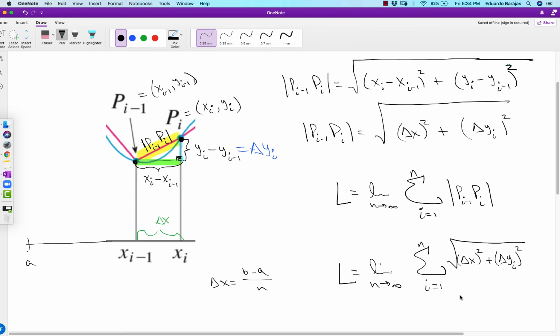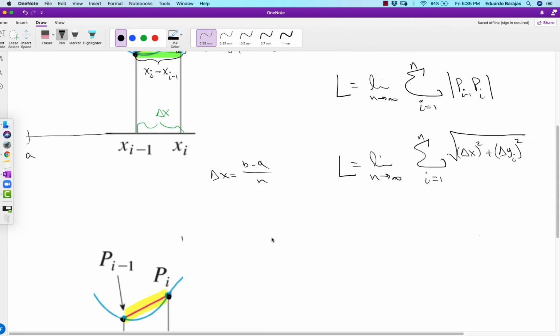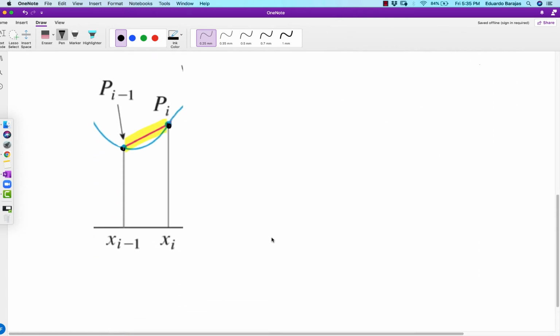Okay, we're making progress. It looks a little bit better, but we still need to do some more work. We want to find a better, more useful way of expressing this. To do that, we're going to revisit the mean value theorem. I'm going to revisit this picture, but there's a lot going on here, so I'm just going to look at the exact same thing before I wrote all over it. We want to find this little red length here.